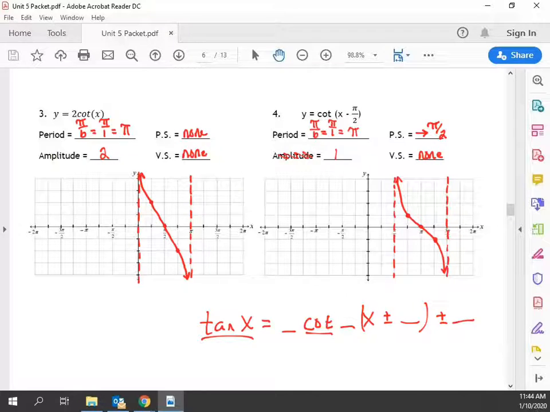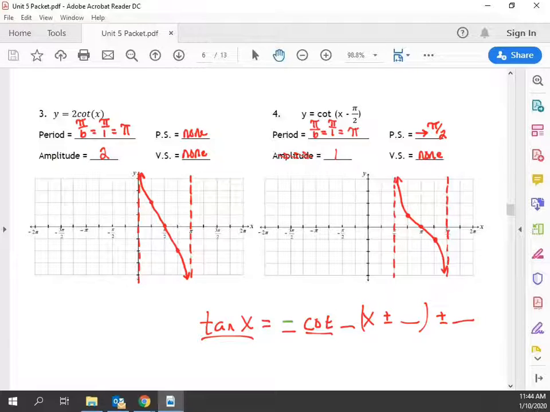I've been asking you guys, the parent function of tangent does what from left to right? Increase or decrease? It increases. Then when I asked you about cotangent, you said it does what? It decreases. So one is going from here going up, the other one's starting from here and going down. So what I need to do is flip it. So the first thing I'm going to do at the very beginning is put a negative in front. So negative cotangent.